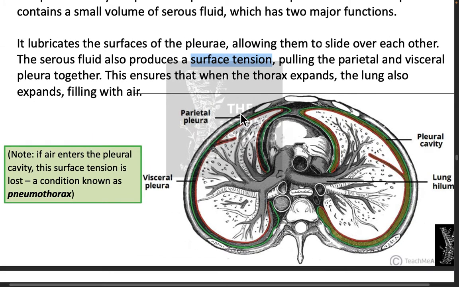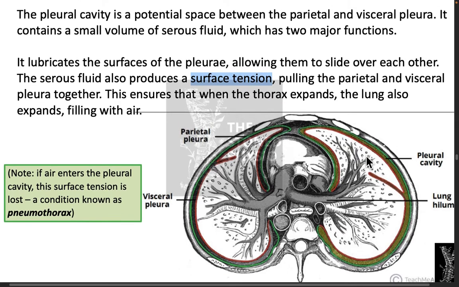In inhalation, the pleural fluid ensures the movement of the inner layer along with the outer layer. When the outer layer moves outwards, the inner layer should also move outwards, so that as a whole the volume of the lung increases. This ensures that when the thorax expands, the lung also expands, filled with air. This fluid makes sure that the inner layer moves along with the outer layer outwards during inhalation, so as to maximally increase the volume of the lungs.